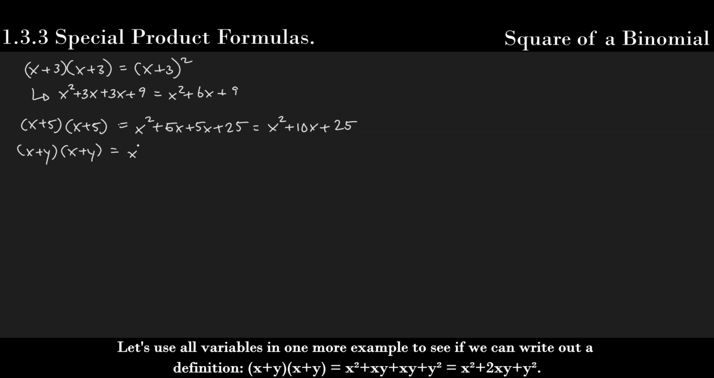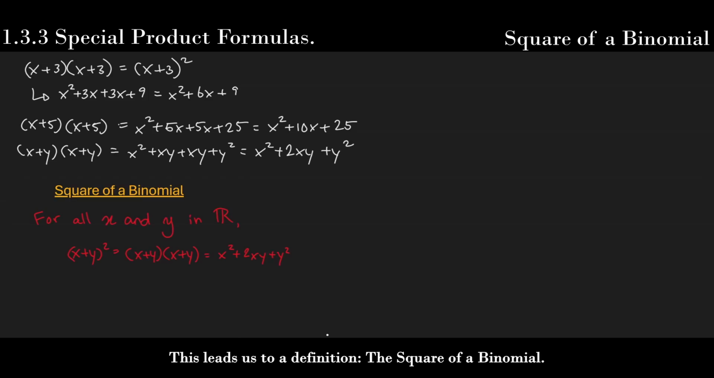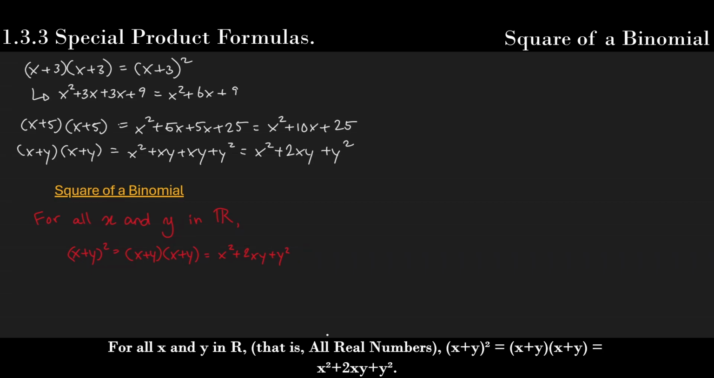This equals x squared plus xy plus xy plus y squared. This simplifies to x squared plus 2xy plus y squared. This leads us to a definition, the square of a binomial. For all x and y in ℝ, that is all real numbers, we have (x plus y) squared equals (x plus y) times (x plus y), which equals x squared plus 2xy plus y squared.